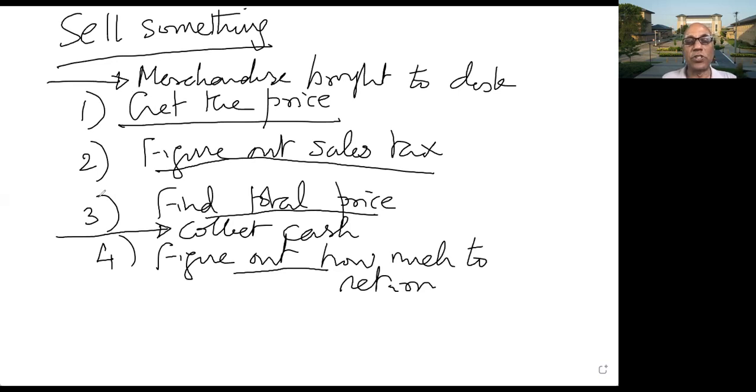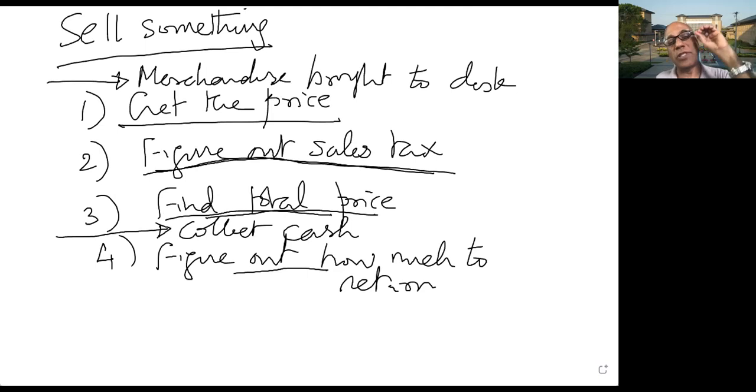But these are 1, 2, 3, 4. These are the steps that we need to make the computer do. But these are somewhat vague, especially this, look at this, figure out sales tax. How do you figure out the sales tax? The computer doesn't know. You have to put details here. Find the total price. That is not good enough. How do you find the total price?